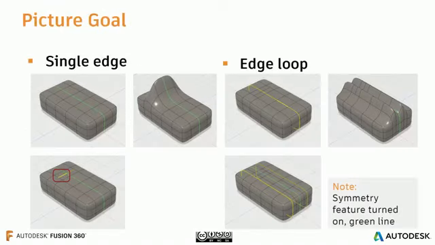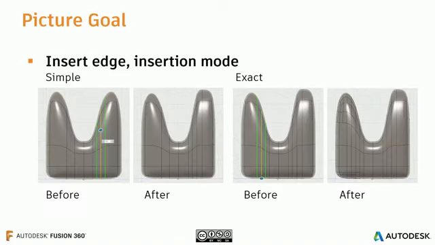Here's a visual picture of where we're going in this lesson. We'll insert single edges shown on the left and edge loops shown on the right. Please note that I have symmetry turned on for both examples, denoted by the green line. And last, we'll take a look at insert edge insertion modes.